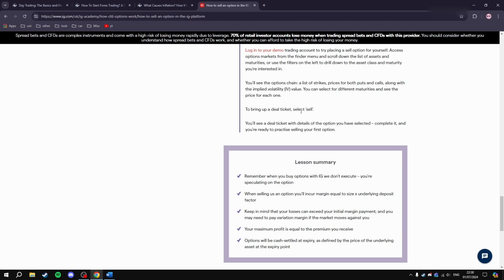To bring up a deal ticket, select Sell. You'll see a deal ticket with details of the option you have selected, completed it, and you're ready to practice selling your first option.